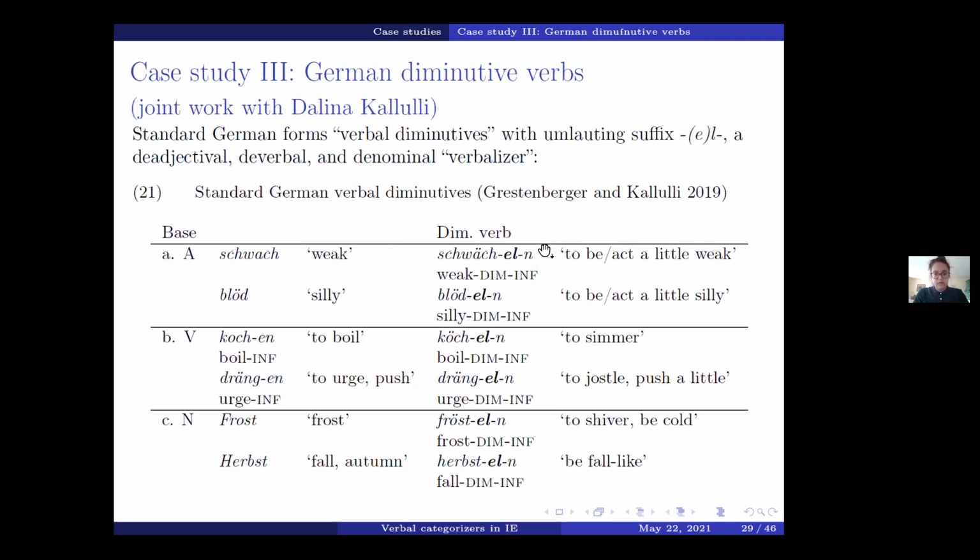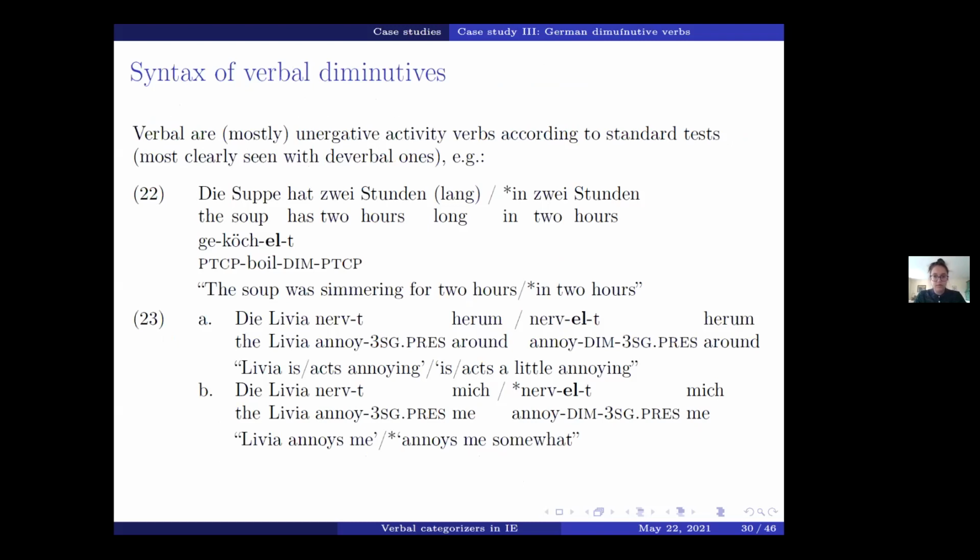So we can form diminutive verbs from adjectives, so weak to act weak, from verbs, so kochen, köcheln, so boil to simmer, so to boil slightly if you want, and then frost, frösteln, to frost, basically to shiver or be cold. And this is fairly productive. We've shown that these classes, at least, there are a lot of these verbs, but at least these three classes are mostly unergative activity verbs according to standard tests.